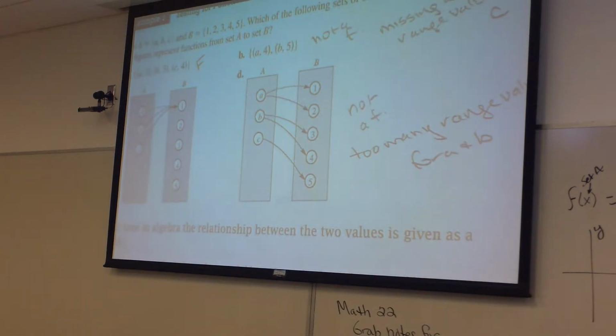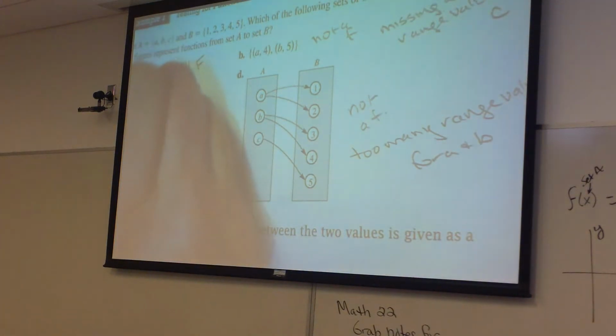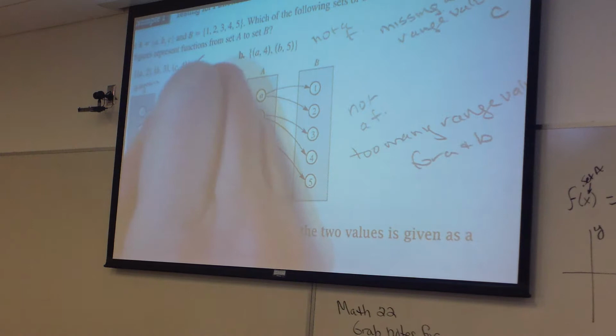Okay, so the way I always think about it is, do I have a value for every one of my domain values, and do I know exactly what it is? Do I have one value for every one of my domain values? And again, this is domain. What goes in is domain, what comes out is range.